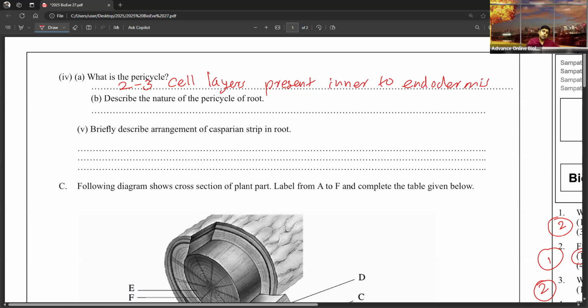That's enough, right? Describe the nature of the pericycle of the root. What are you going to write? Parenchyma cells with dividing ability, right? The parenchyma cells with meristematic activity.